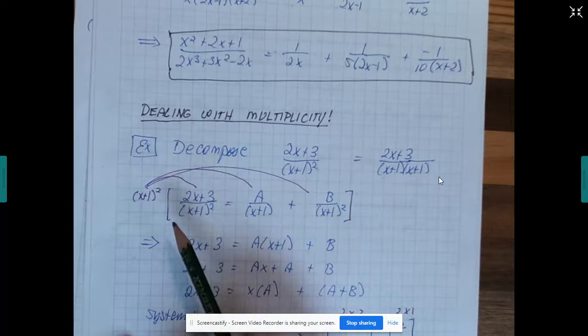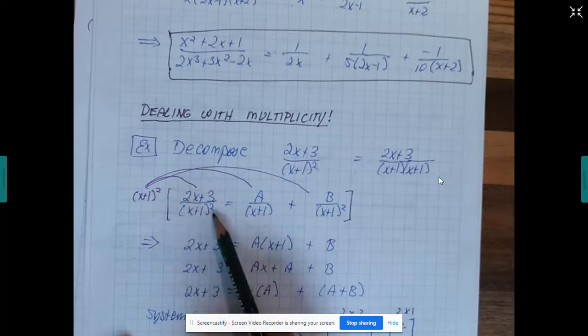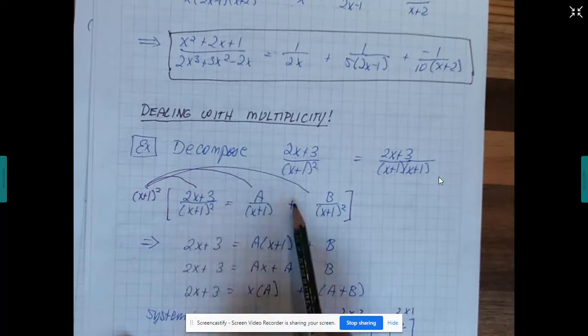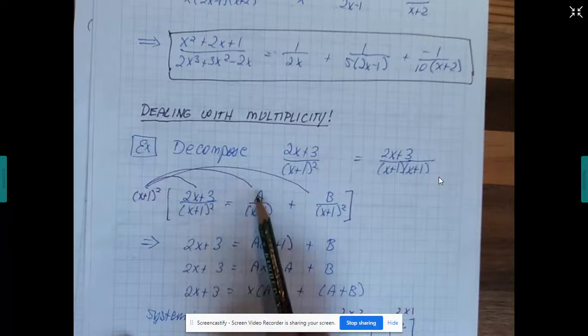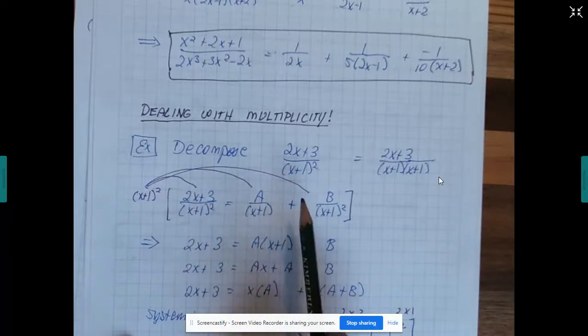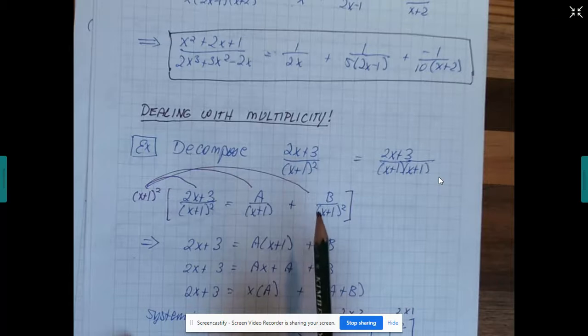So everything about this is the same. You just have one more step here, which is if you have a multiplicity of a factor, you do A over one of those and then B over all the way to however many times you have it. So if this was x plus 1 to the fifth, you would have a over x plus 1 plus b over x plus 1 squared plus c over x plus 1 cubed plus d over x plus 1 to the fourth plus e over x plus 1 to the fifth.